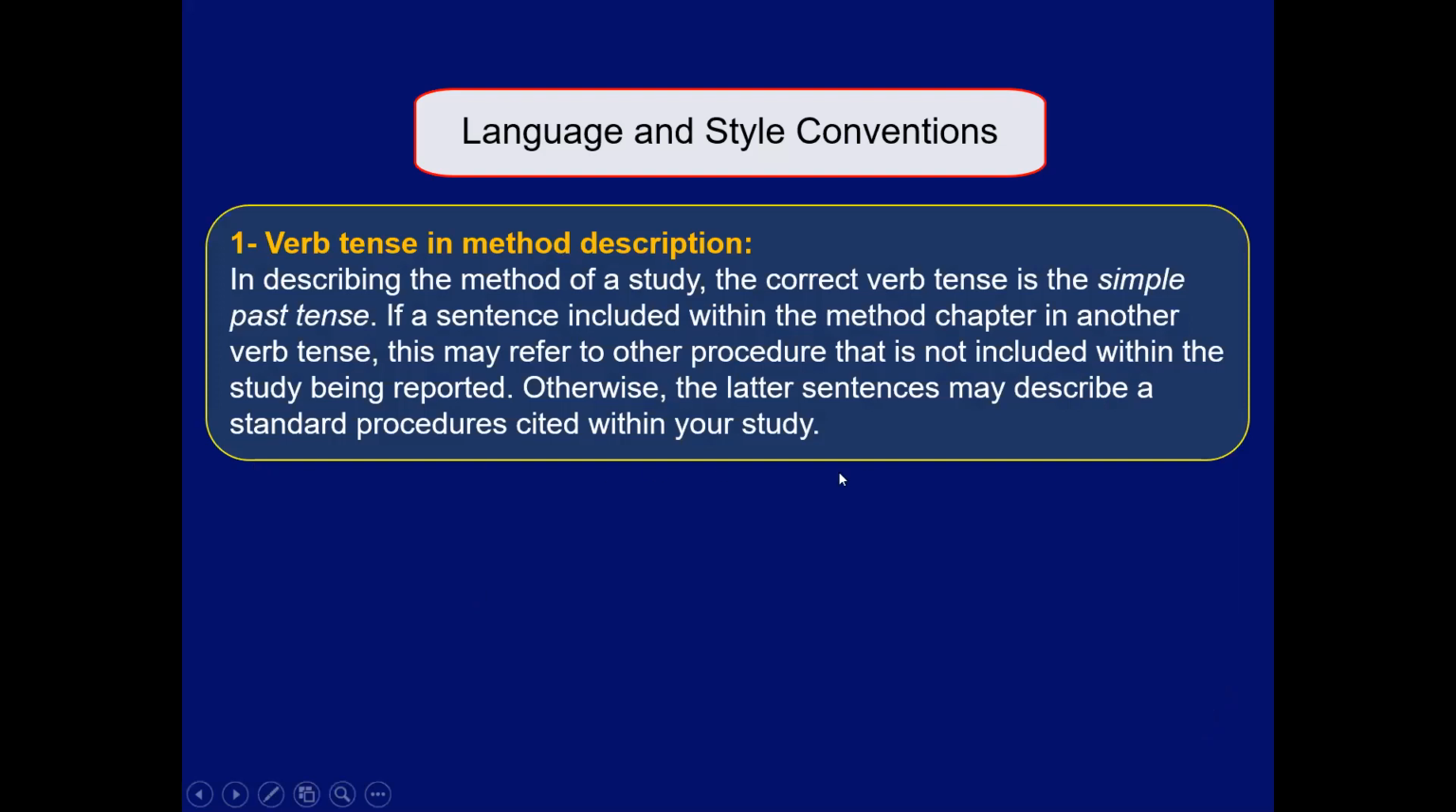When we talk about the language and the style convention, dear student, this is important. It seems to be just about the language. It's not fundamentals, or it's not considered a principal part of your methodology writing. But for me, I consider this very important.